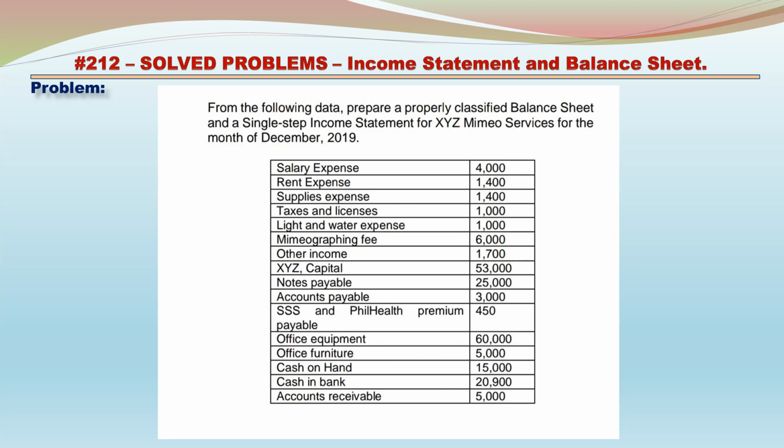Salary expense 4,000, rent expense 1,400, supplies expense 1,400, taxes and licenses 1,400, lighting and water expenses 1,000, mimeographing fee 6,000, other income 1,700, XYZ capital 53,000, notes payable 25,000, accounts payable 3,000, SSS Phil Health premium payable 450, office equipment 60,000, office furniture 5,000, cash on hand 15,000, cash at bank 20,900, accounts receivable 5,000.